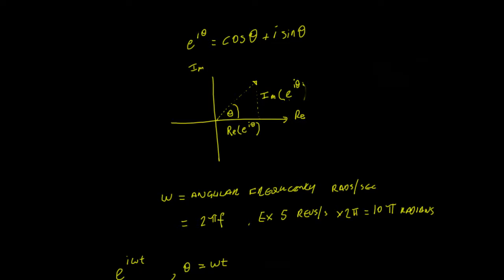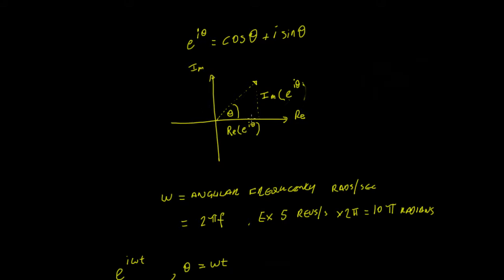Hi there, in this video we're going to have another look at the complex exponential and see how it relates to the Fourier series. In a previous video we derived this equation here, that e to the i theta equals cos theta plus i sin theta. Now we think about this as a phasor rotating in a complex plane.